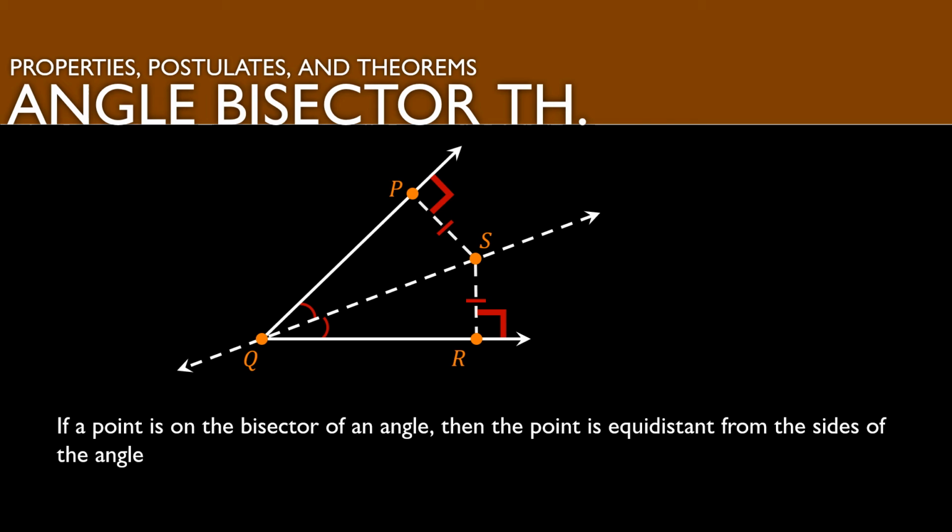So you can see that we have the point S is on the angle bisector. So the shortest distance to ray QR is a perpendicular line, or in this case, a perpendicular segment SR. Then the shortest distance to ray QP is going to be segment SP, which is also perpendicular to ray QP. So remember that anytime that you're dealing with the shortest distance between a point and a line, you're always talking about a perpendicular line or a perpendicular segment.